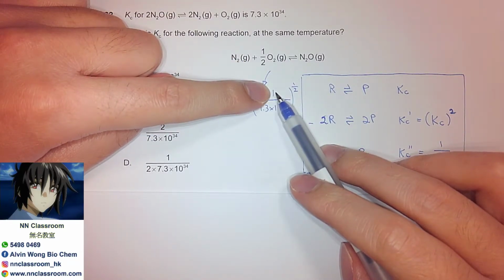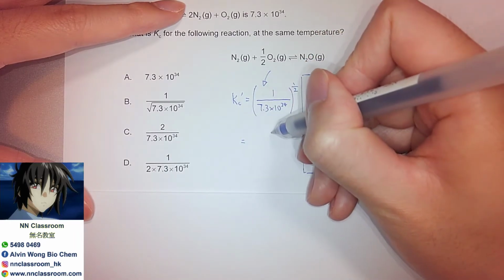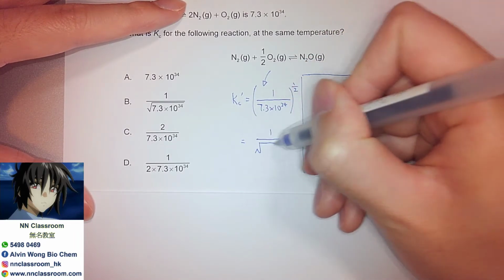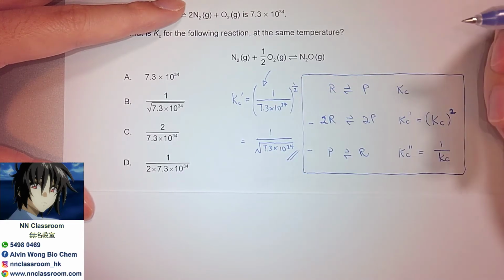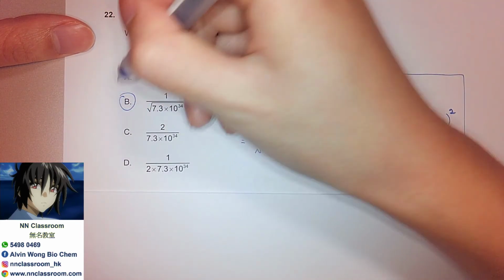Square root of 1 is 1. So finally the answer will be 1 over the square root of 7.3 times 10 to the power 34. So that's the answer. So obviously the answer goes to B.